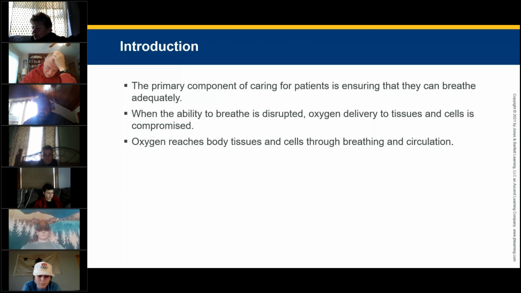So, the single most important step in caring for a patient is to address their life threats. A primary component of that step is ensuring that they can breathe adequately. When the ability to breathe is disrupted, oxygen delivery to the tissues and the cells becomes compromised. Oxygen will reach the body tissues and cells through two separate but related processes, breathing and circulation.